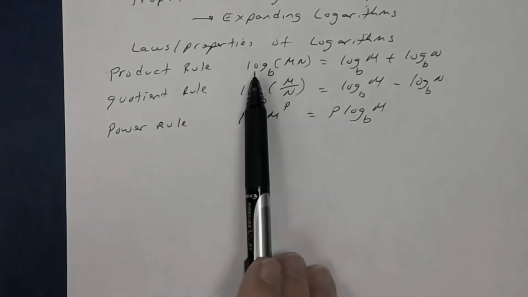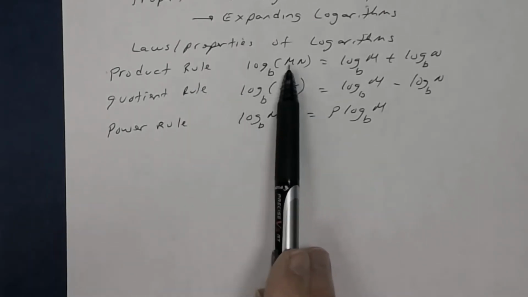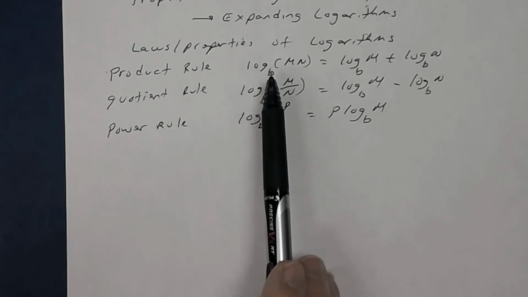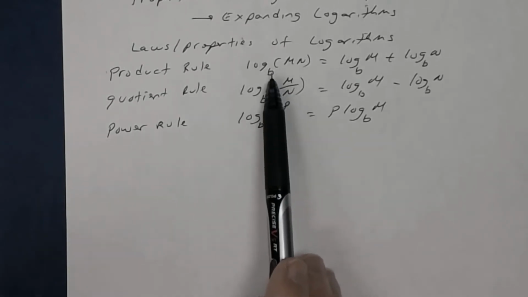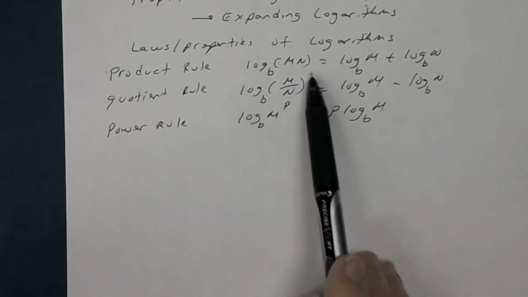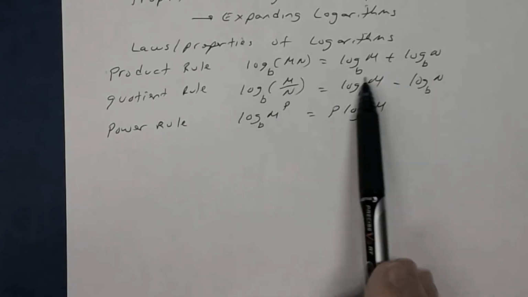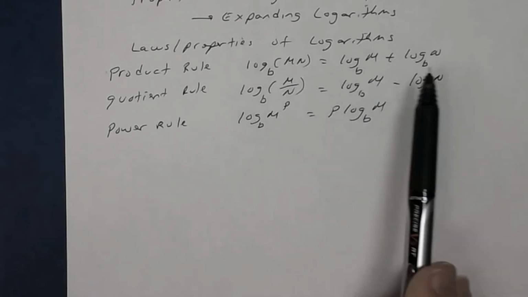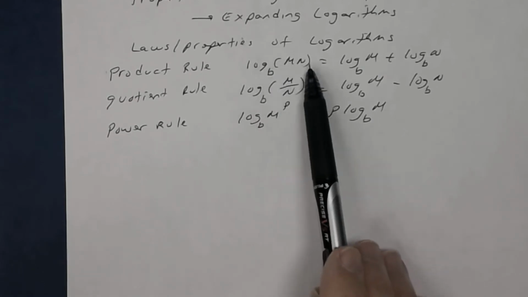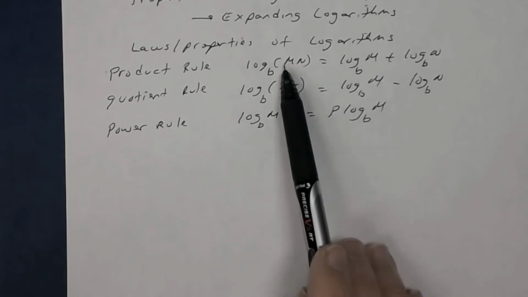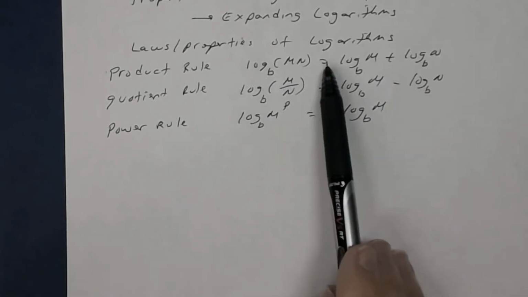The product rule says that if you take the log of a product, and let's call these factors m and n, regardless of what the base is, remember your base, when you're dealing with logarithms, has to be a positive real number, and it cannot be 1. The log of a product can be expanded to the sum of the log of each factor. When you're looking at a product, those numbers or expressions are called factors. So it will be the log of m plus the log of n, base b.